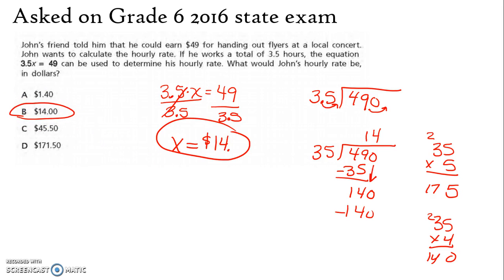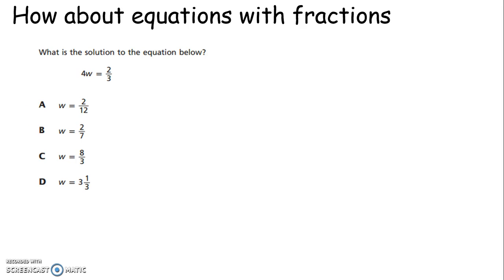Let's go to another one. Let's try some equations with some fractions in them. It says, what's the solution to the equation below? So I'm trying to just solve for W. 4W equals 2/3. What's the operation between the 4 and the W? The operation between the 4 and the W is multiplication. How do I undo multiplication to get W alone? I undo multiplication through division.